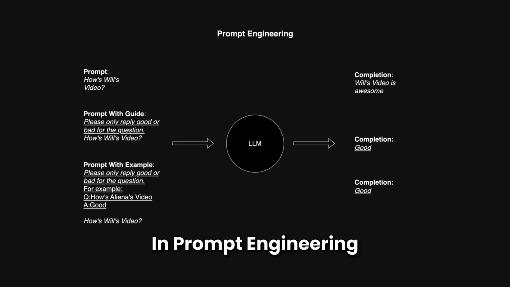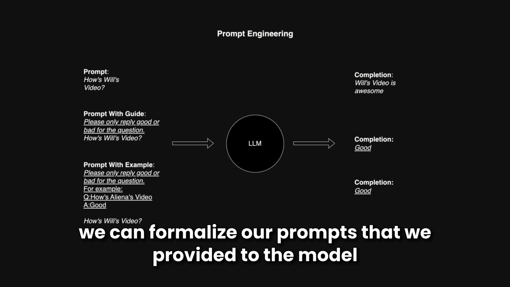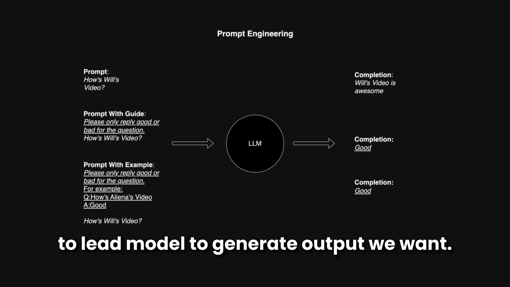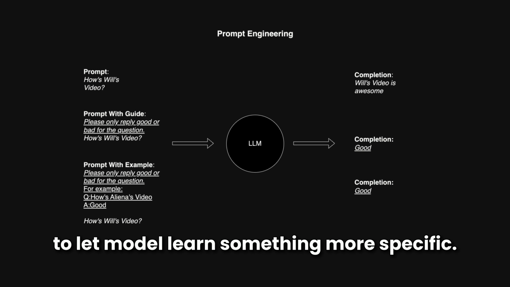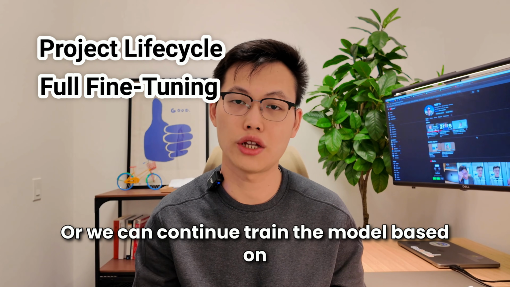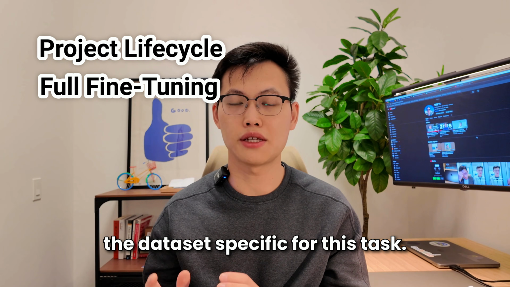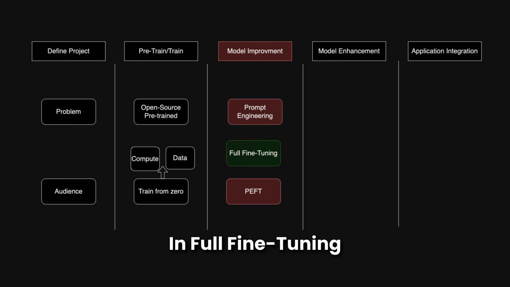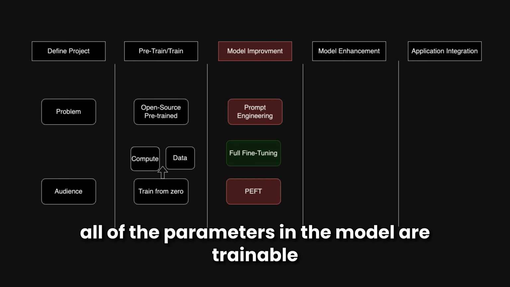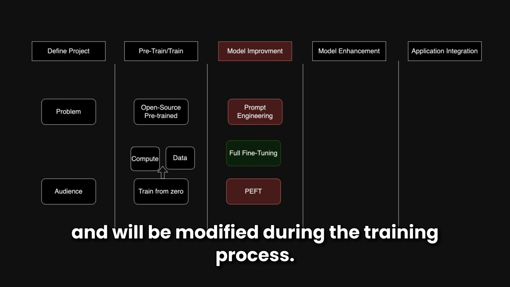In prompt engineering, we can formalize the prompts we provide to the model to lead it to generate the output we want. We can also provide examples in the prompt to let the model learn something more specific, or we can continue training the model on a data set specific to this task. This process is what we call full fine-tuning. In full fine-tuning, all of the parameters in the model are trainable and will be modified during the training process.